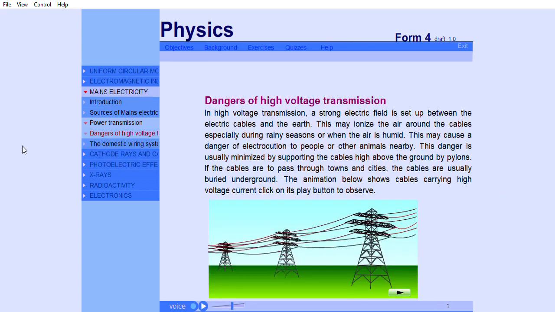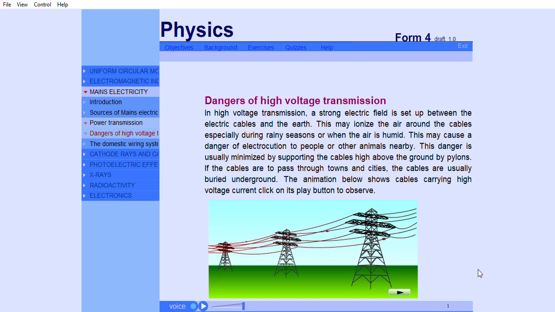Dangers of high voltage transmission. In high voltage transmission, a strong electric field is set up between the electric cables and the earth. This may ionize the air around the cables, especially during rainy seasons or when the air is humid. This may cause a danger of electrocution to people or other animals nearby. This danger is usually minimized by supporting the cables high above the ground by pylons. If the cables are to pass through towns and cities, the cables are usually buried underground.